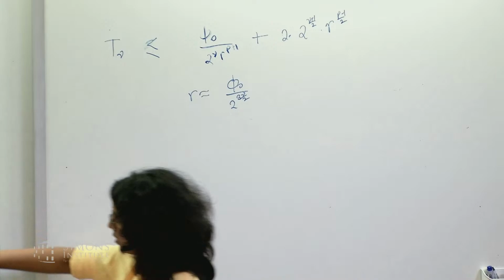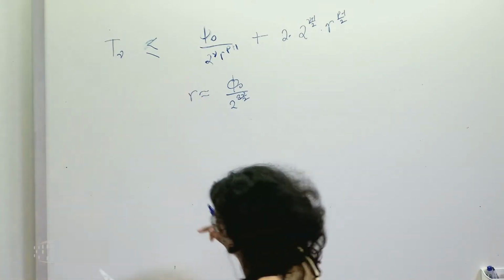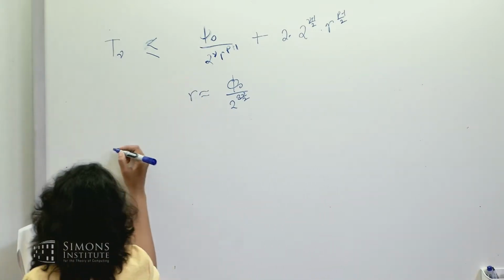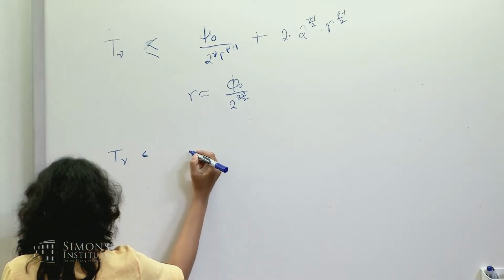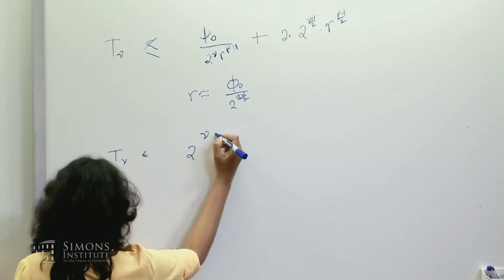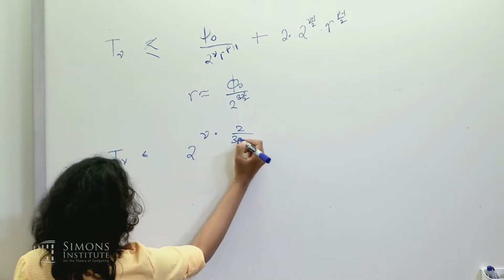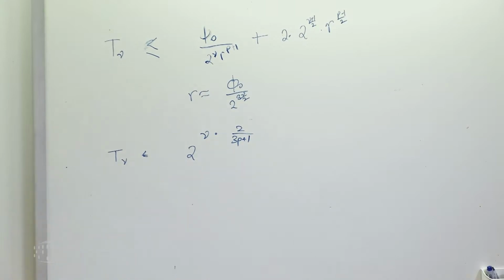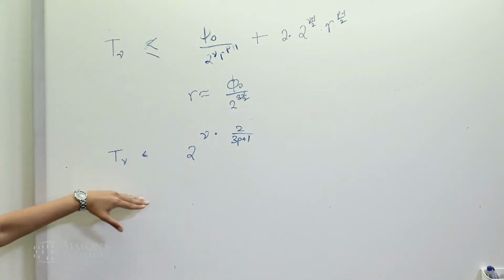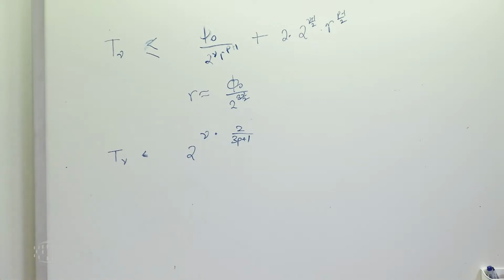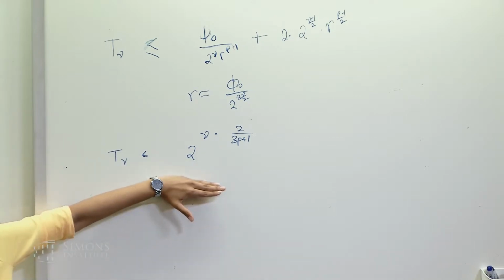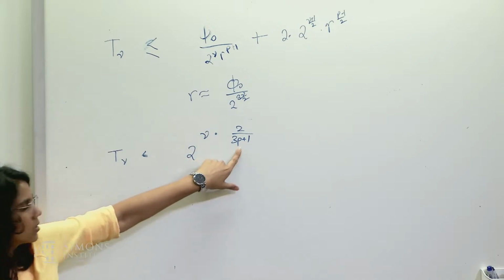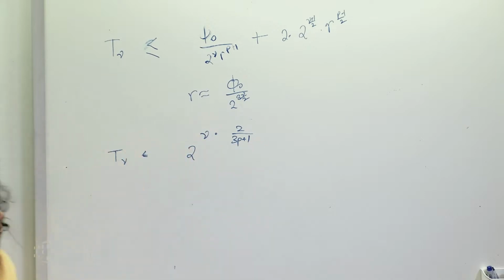This is some 2 to the nu times 2 to the 2 by (p plus 1). So this is for phase nu. By splitting these two kinds of iterates, you can show that the total iterates are some 2 to the nu raised to 2 by (3p plus 1).